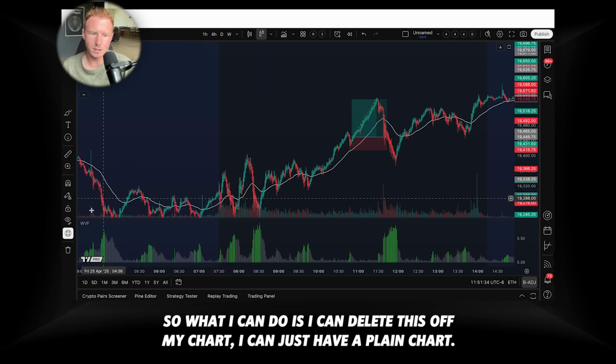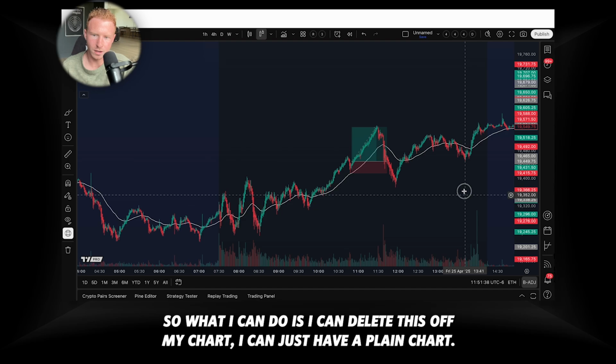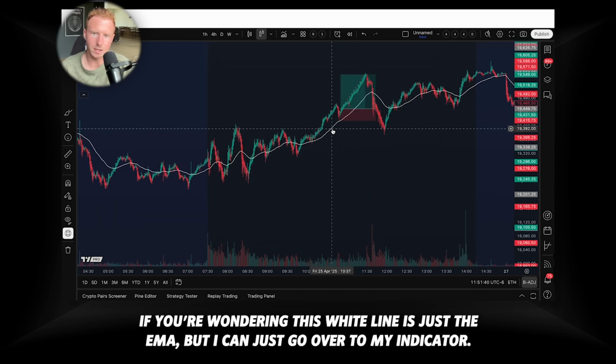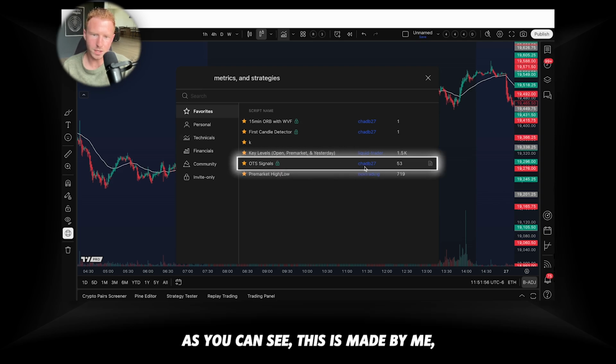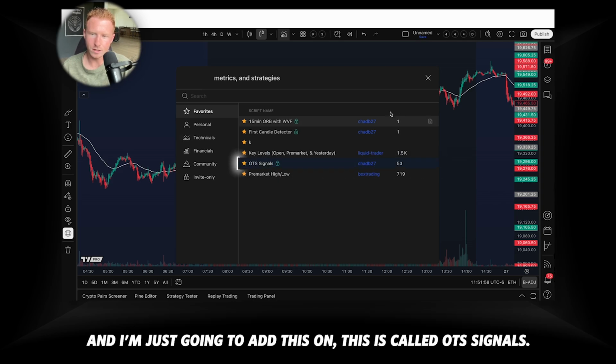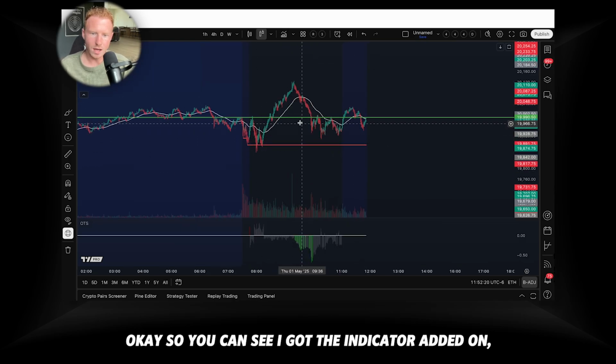So what I can do is I can delete this off my chart. I can just have a plain chart. If you're wanting this white line, it's just an EMA. But I can just go over to my indicator. As you can see, this is made by me. And I'm just going to add this on. This is called OTS signals. Okay, so you can see I got the indicator added on.